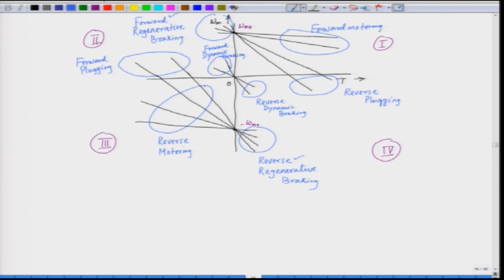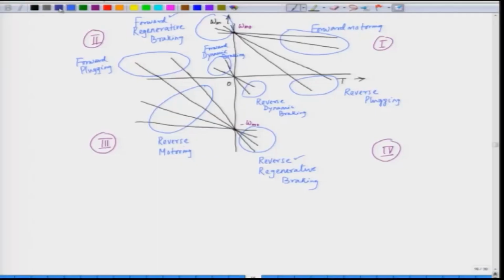So, when we have the speed torque characteristic of a separately excited DC motor both for forward and for reverse operation, we can identify forward motoring, forward regenerative braking, reverse motoring, reverse regenerative braking, forward plugging, reverse plugging and forward dynamic braking and reverse dynamic braking. So, this characteristic shows the complete behavior of a separately excited DC motor.